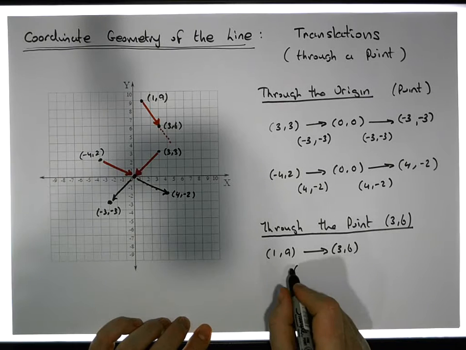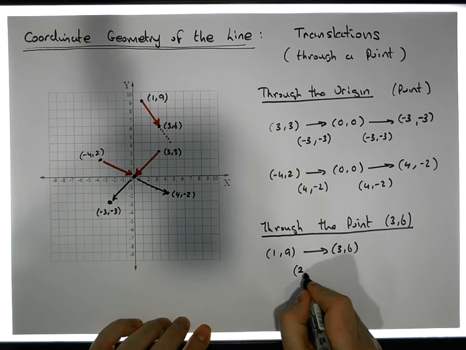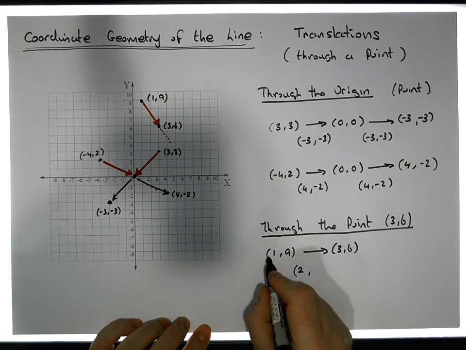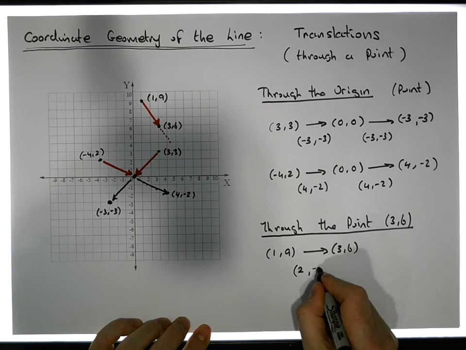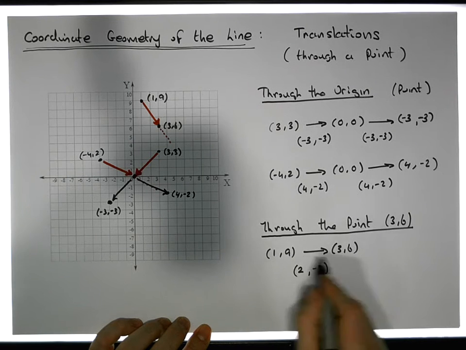is we should add on 2. Isn't that right? To move from the ordinate 1 to the ordinate 3, we should add on 2. How do I get from 9 to 6? Well, I should add on minus 3. Okay, so if I add on minus 3 to 9, it gives me 6.